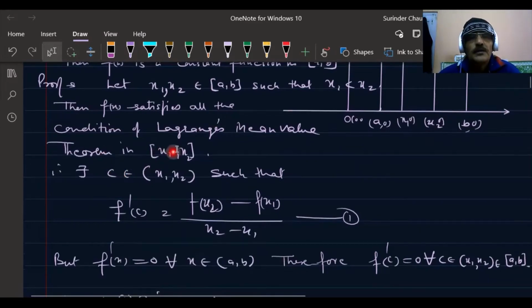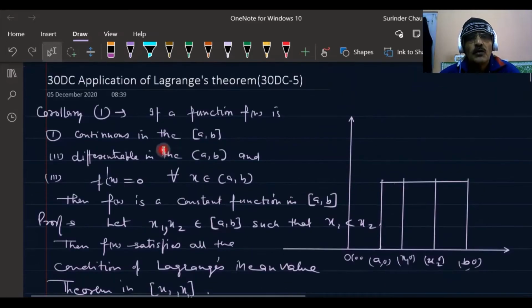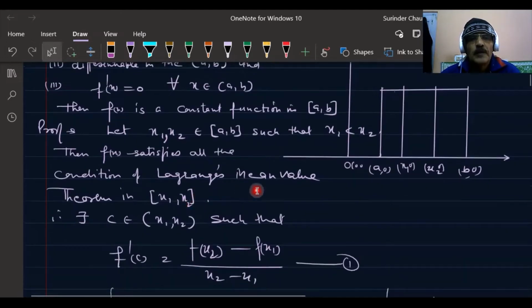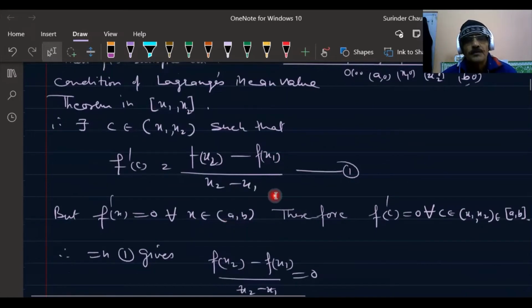So if this function satisfies both the conditions of Lagrange's mean value theorem, that is, f(x) is a well defined function in the closed interval [x1, x2], f(x) is continuous in the closed interval [x1, x2], and f(x) is differentiable in the open interval (x1, x2), then there is a point c belonging to the open interval (x1, x2) such that f'(c) is equal to (f(x2) - f(x1))/(x2 - x1).